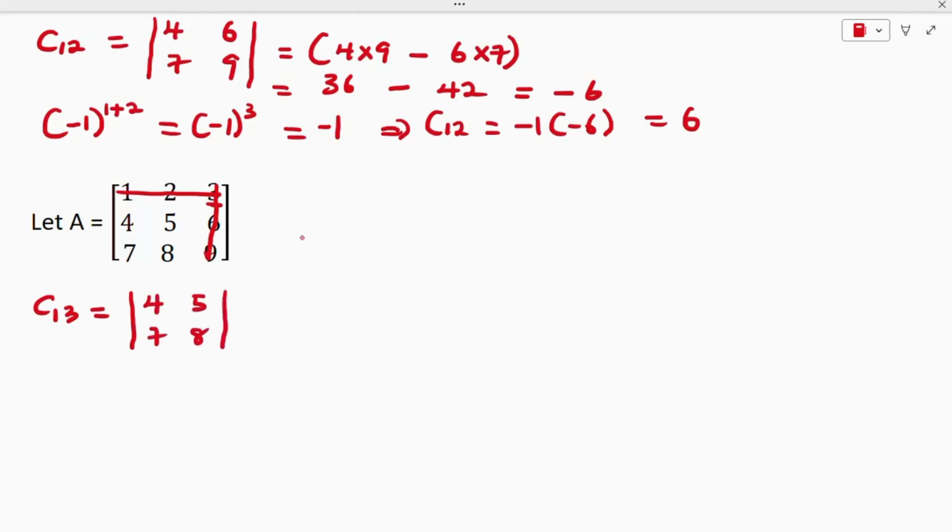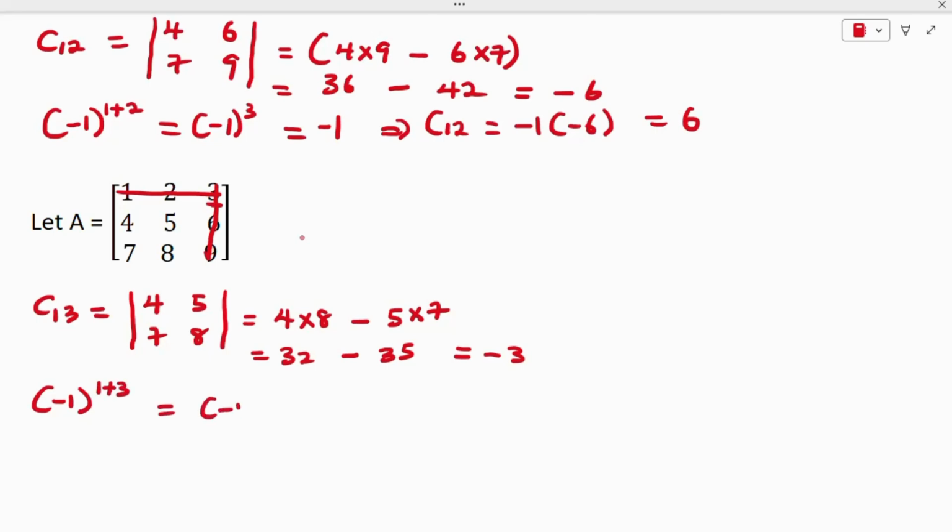8. Alright, so if you take the determinant, we have this to be 4 times 8 minus what? 5 times 7, and this is equals to 4 times 8 is 32 minus 5 times 7 is what? 35, and this is equals to 32 minus 35 is going to give us what? Minus 3.